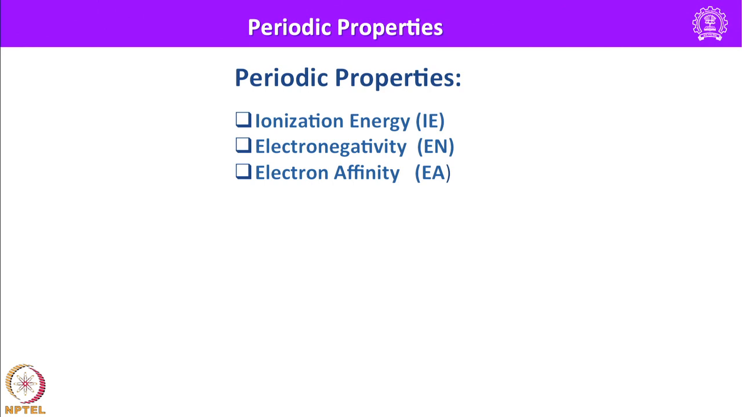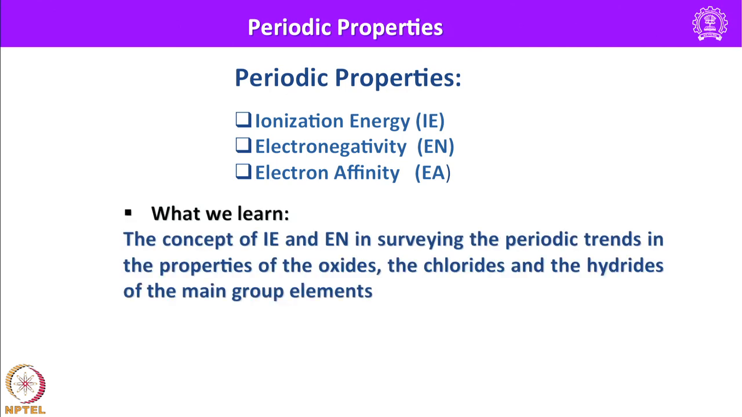And let us look into now the periodic properties. When we talk about periodic properties, three terms come to our mind, that is ionization energy, also known as ionization enthalpy, and electronegativity, and electron affinity or electron attachment enthalpy. So, what will we learn by knowing these terms? The concept of ionization energy and electronegativity will be very helpful when we look into the properties of main group element compounds.